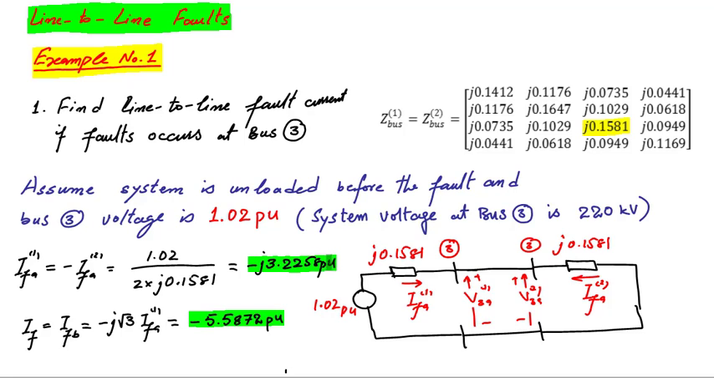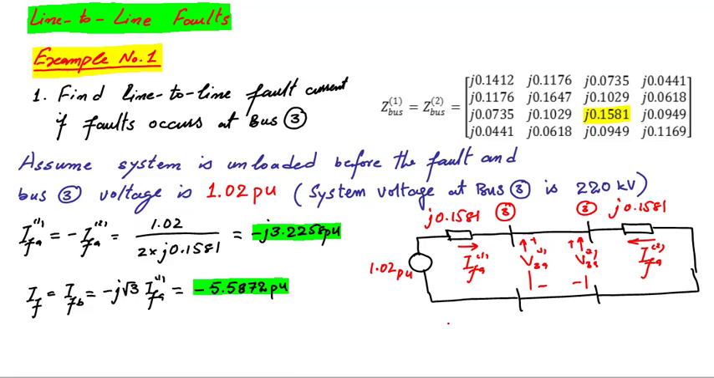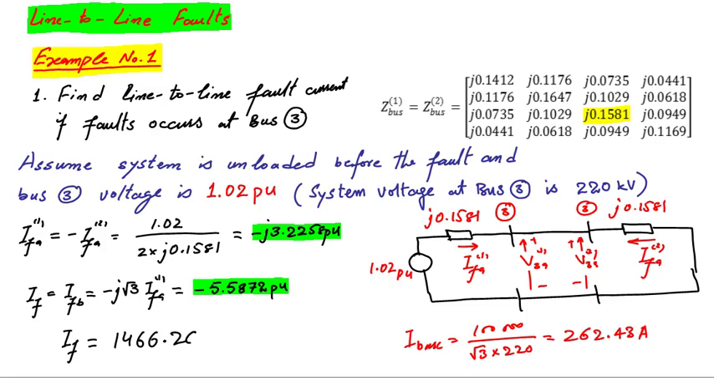As we can see in the provided data, we know the value of voltage at that bus, that is 220 kilovolt. Although the system MVA base is not given, we can assume it equal to 100 MVA. So data is available to calculate I base, and we will convert this current into amperes. I base current will be equal to 100,000 divided by root 3 times the voltage, 220 kilovolt, so we write only 220. That will be equal to 262.43 ampere. So the fault current in ampere will be equal to 1466.26 ampere. This is the fault current in amperes.